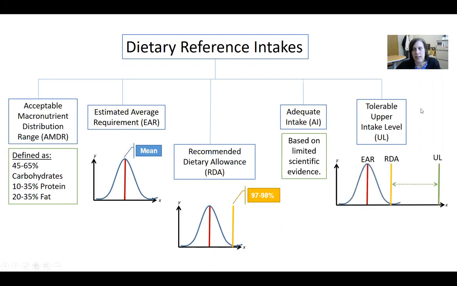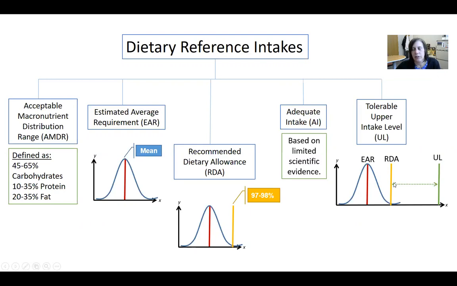The last one is a tolerable upper intake level, or UL. And what this is showing you is that there's a level above the RDA at which, if it's consumed in high enough quantities consistently over time, it may lead to toxicity.